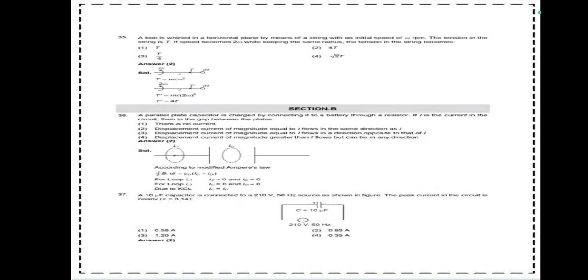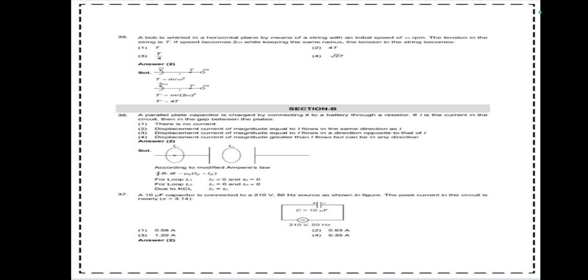Question number 35. A bob is whirled in a horizontal plane by means of a strong string with an initial speed of rpm. The tension in the string is capital T. If speed becomes omega while keeping the same radius, the tension in the string becomes... Answer is 2, 4T.